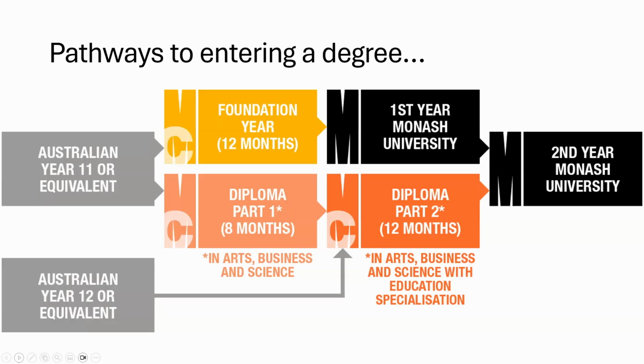And there they'd be able to choose either arts, business, or science. And the ones that I was doing was actually a double degree. And that meant that they were doing education as well as arts, business, and science. And the successful completion of this diploma allowed them to enter into the second year Monash degree.